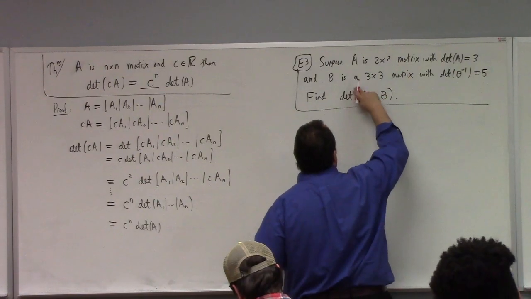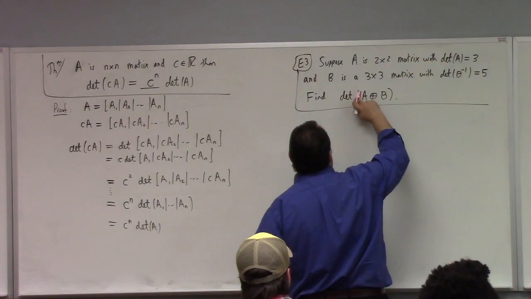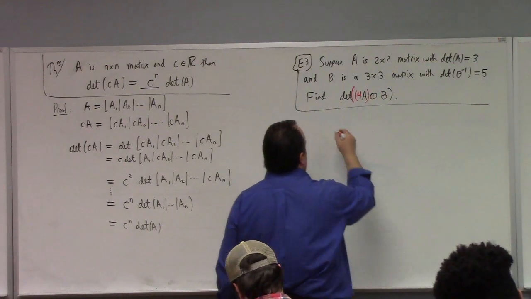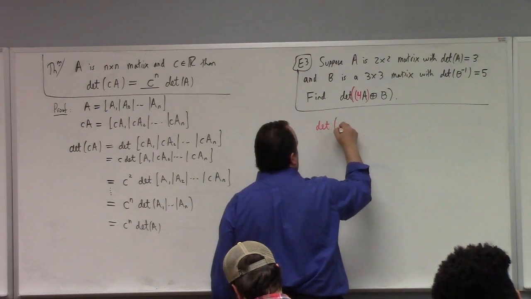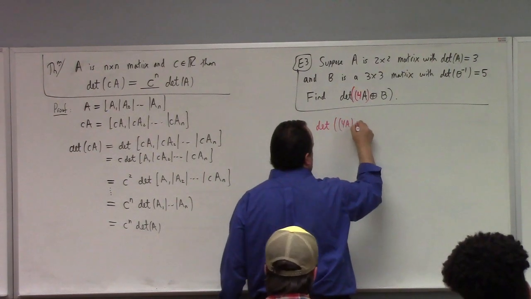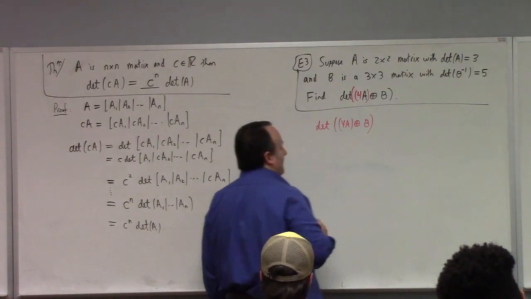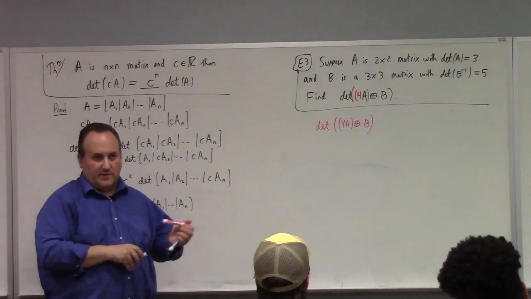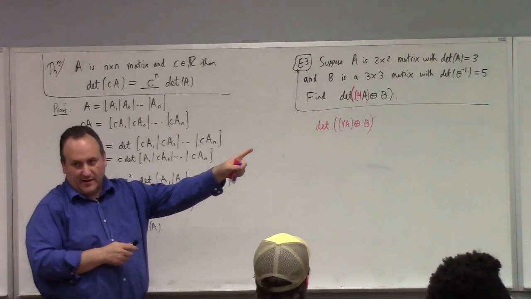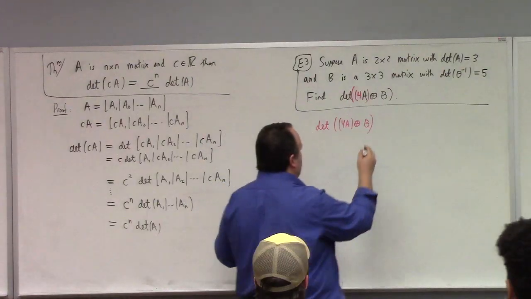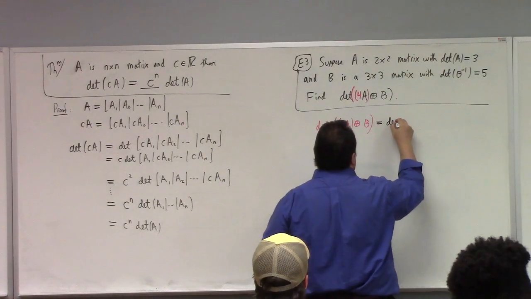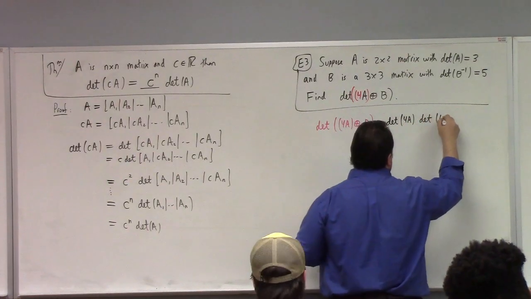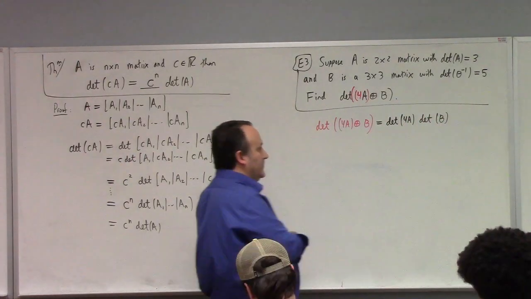All right, and to be clear, I'm talking about 4A direct sum B. So the question is, what's the determinant of 4 times A, parentheses, direct sum B? So we use our theorem about blocks, which gives me the determinant of 4A times the determinant of B, right?